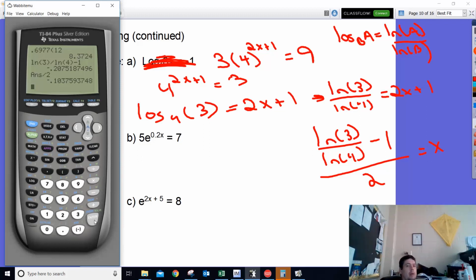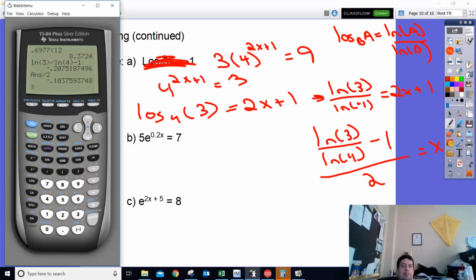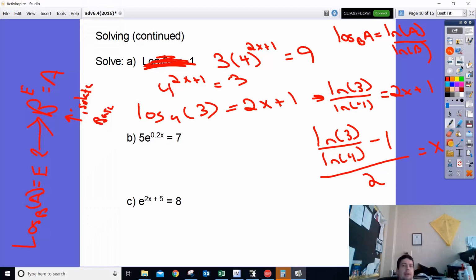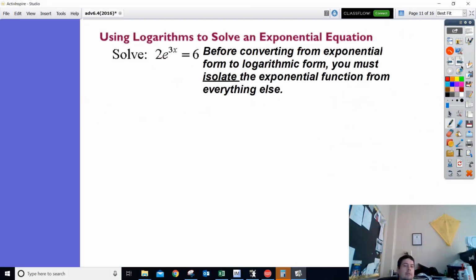All right, so that was a good walk down memory lane. You guys are a year older, logarithms ought to be easier. Your brains are getting closer and closer to maturity. Let's see, I don't know that I want to do B or C. I think there's one right here. Yeah, we'll do that one.